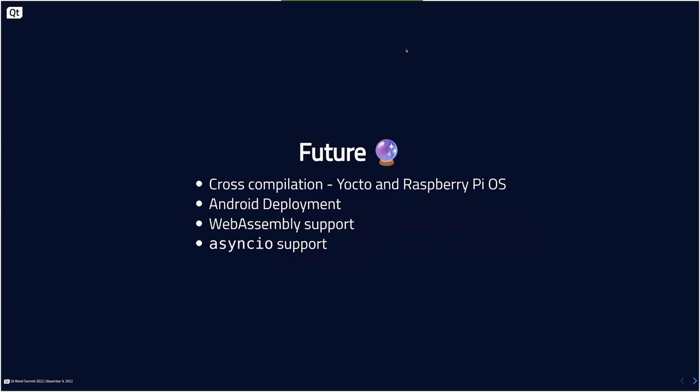So what is the future? Where do we go from here? Something that we are working on right now, as I mentioned earlier, is cross-compilation into other operating systems like Yocto and Raspberry Pi OS. Another thing we are working on is, now that we support desktop deployment, we really want to support deployment to mobile as well. Something that I'm working on right now is the Android deployment, and hopefully we'll see it in 6.5.